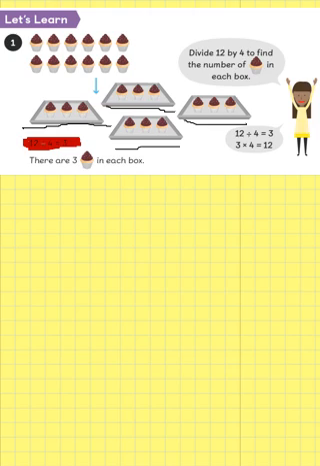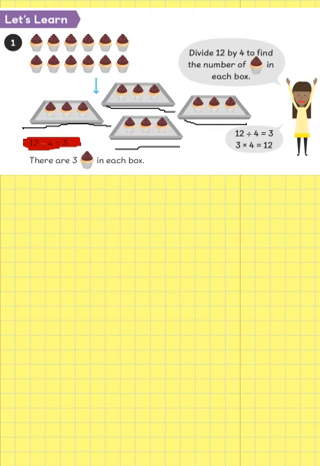We can also see that there are some multiplication facts that are linked to that. So we know that 3 groups of 4 is 12, but we also know that 4 multiplied by 3 equals 12 as well. So we can answer the question and say that there are 3 cupcakes in each box.